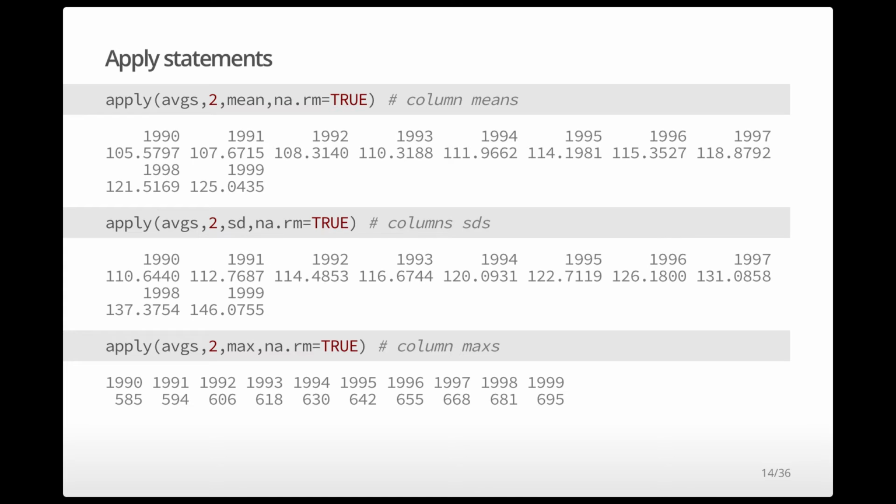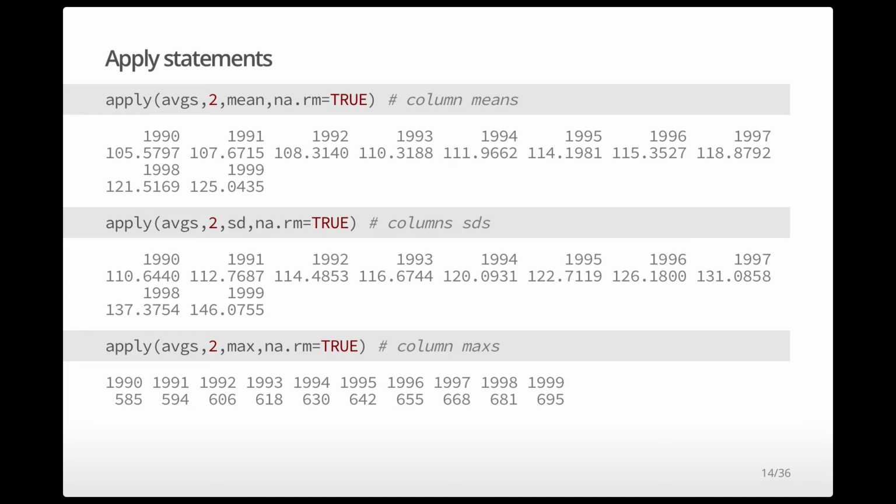So 2 means I want to go through every single column, and I want to take the mean, and I want to remove missing. This is exactly equivalent to running column means that we were talking about before. This just happens to be a lot slower, but this is to demonstrate what we're doing.